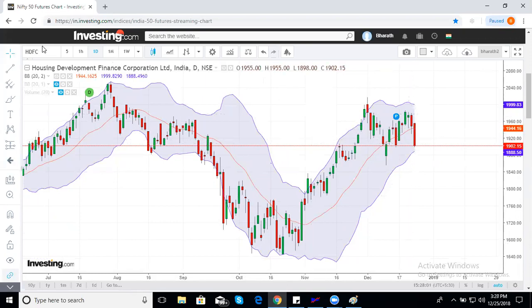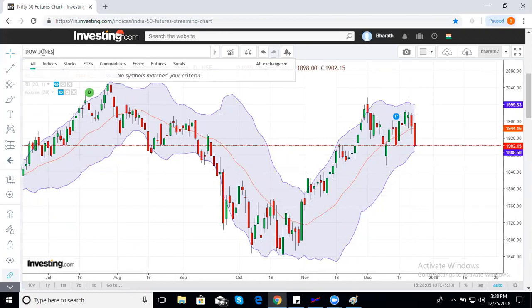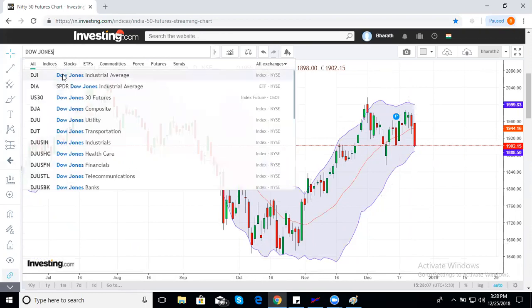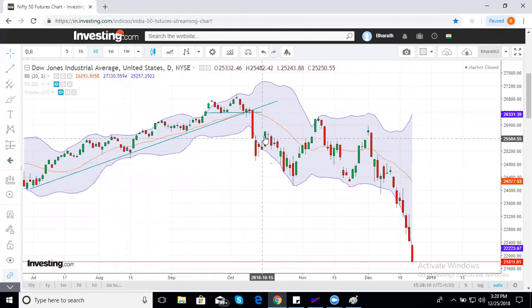A short was there. You know, global markets are falling, collapsing. Let's look at Dow Jones. How did the market make a top? Was there any signal using Bollinger Band? Look at this.